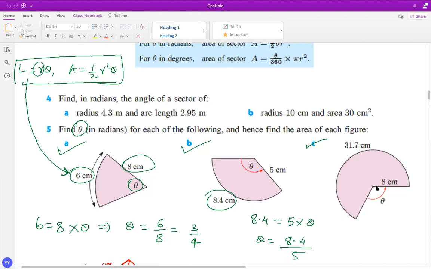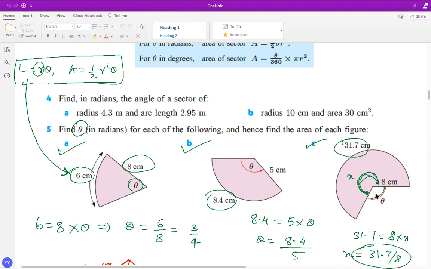Now, when you look at the next one, when you're finding this angle, first let's calculate this angle. Let's say I have got this angle as x radians. So I get 31.7 equals 8 times x, because the length of the arc they have given for my sector is 31.7 centimeters. So x is 31.7 over 8, whatever answer you get.